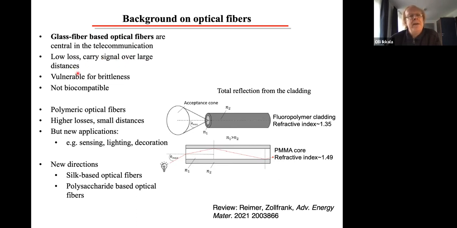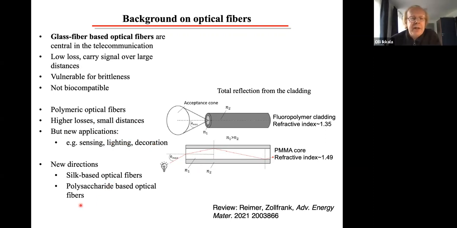That's good. But because they are glass, they are vulnerable to brittleness. And if I would like to make a kind of biosensor, I would not like to have glass in my body because it is a brittle material. Over the years, there have been efforts to make also polymeric optical fibers. So for example, having a polymethyl methacrylate core, and then there would be some kind of coating on the material, because there needs to be a total reflection at the interface of the outer layer and the core. So they work, but they have high losses. They work only for small distances. But there are new applications: sensing, lighting, and decoration.